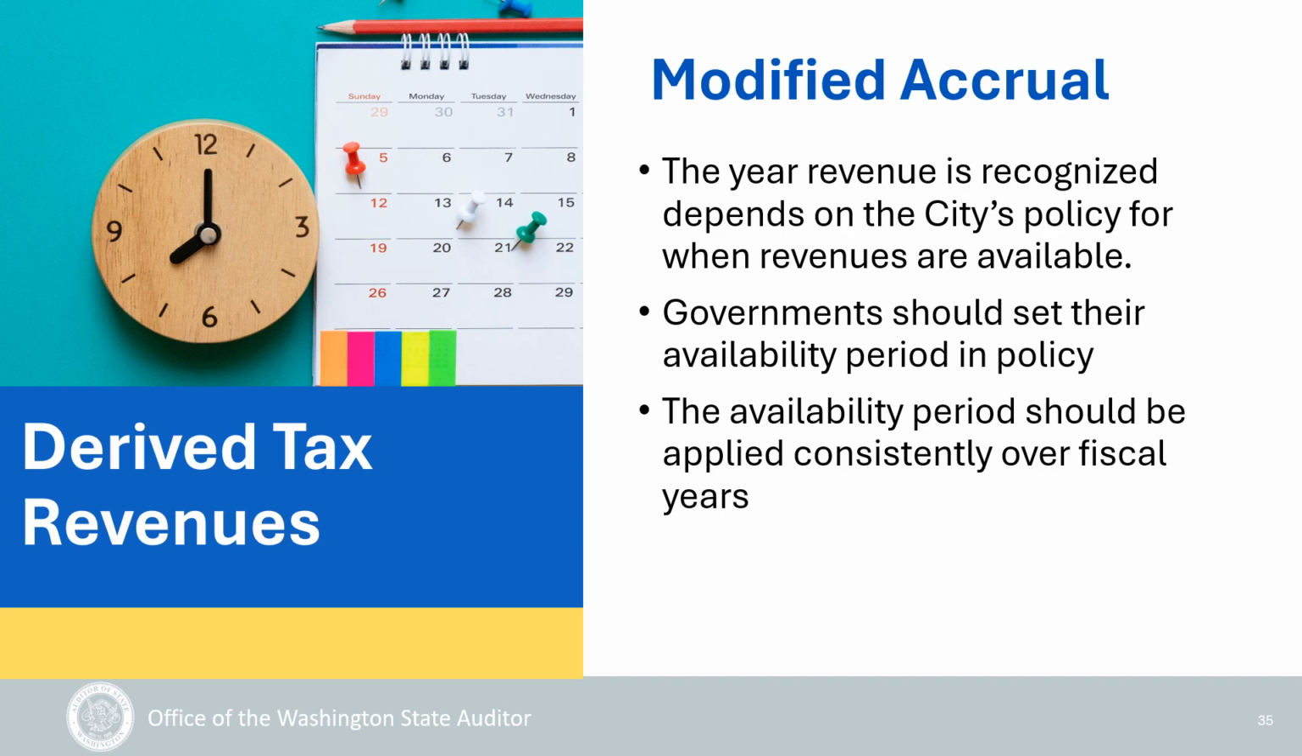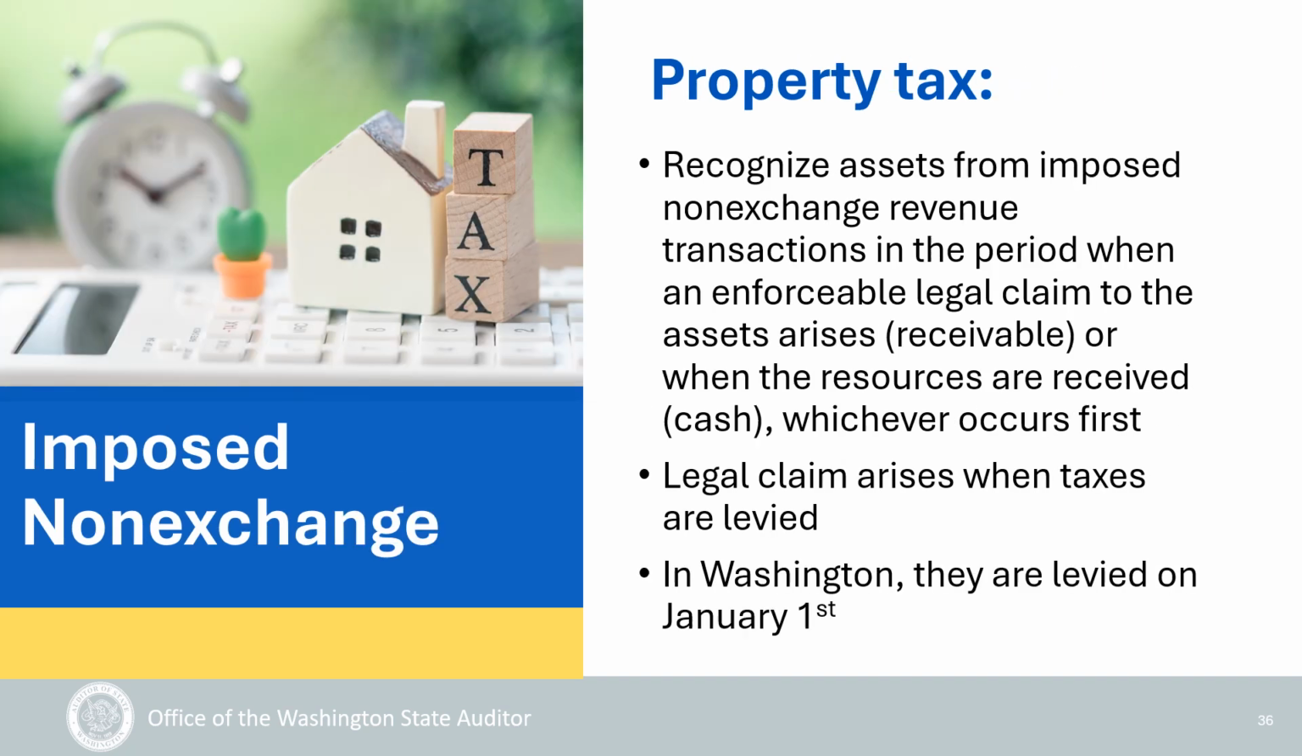Each government should set their availability period in policy. The availability period needs to be applied consistently from year to year. That means you pick one time frame and you use the same one each year. Now we'll move on to imposed non-exchange transactions.